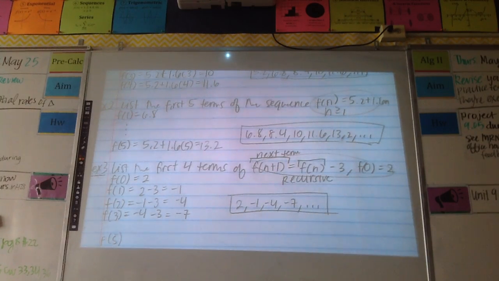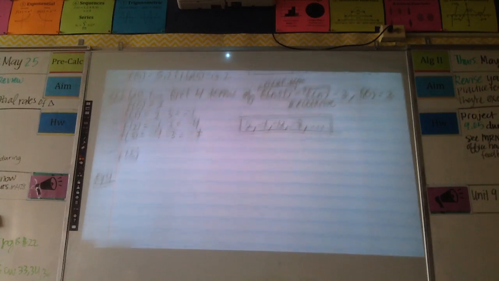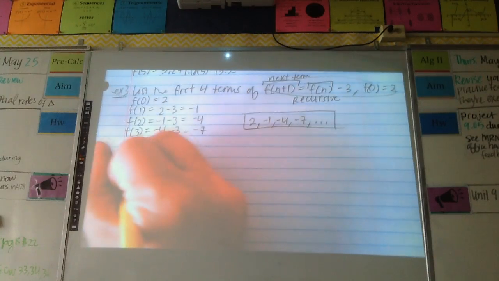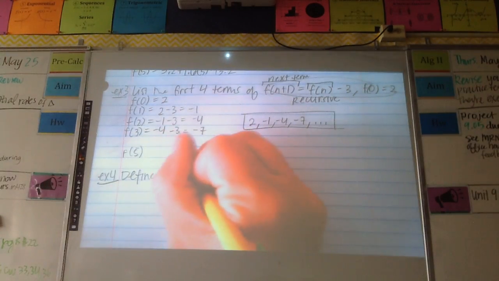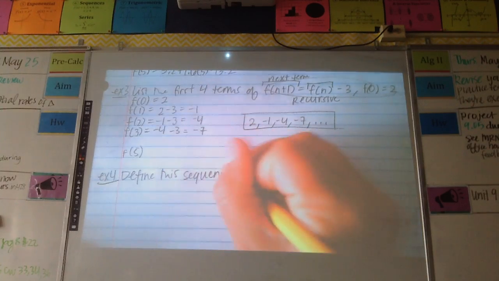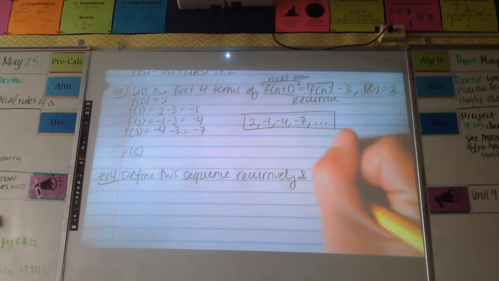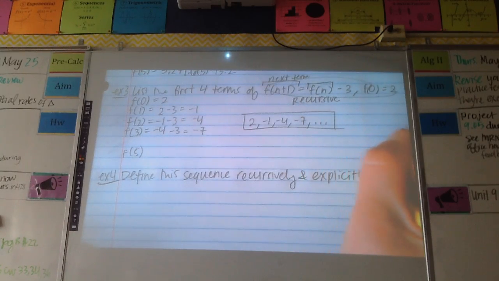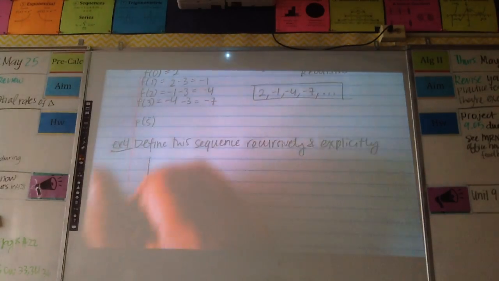Okay, let's take a look at another example. This one will be a little different. Define this sequence recursively and explicitly. And here's my sequence. It's given as a graph.